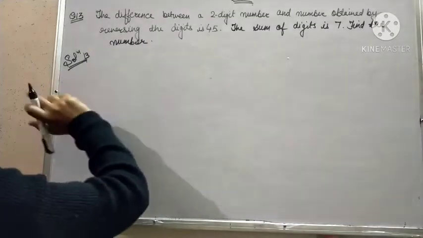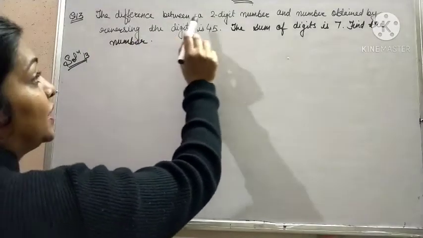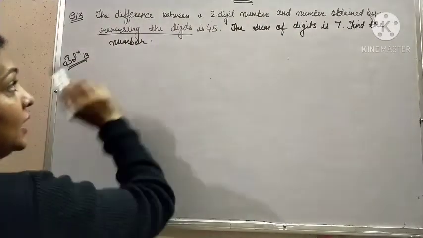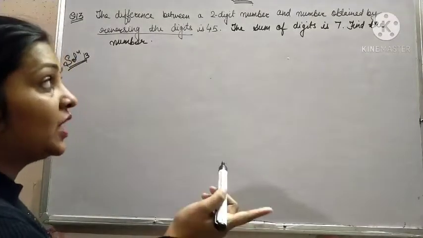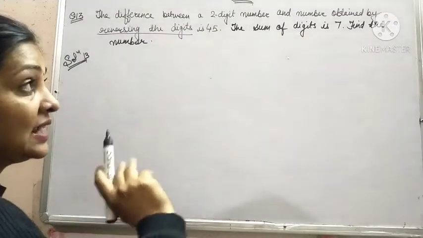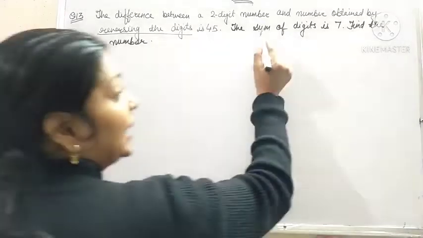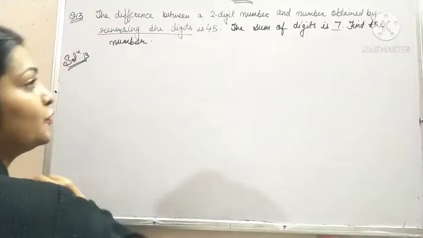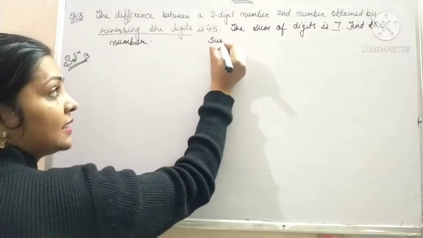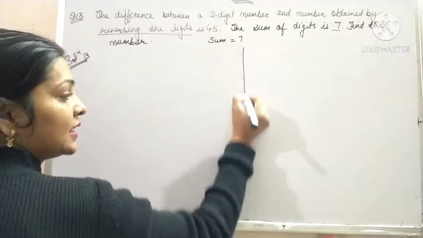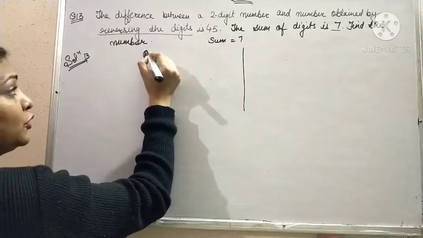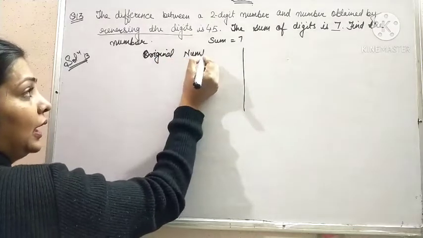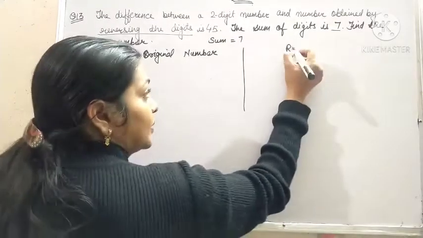Now see in this problem what we have to do. The difference between a two-digit number and the number obtained by reversing the digits is given, that means we are supposed to find the original number as well as the reverse number. And the sum of digits is 7. You are supposed to find the number. See, the sum is 7, that means we need to split 7, and we have to find both the numbers, the original number and the reverse number.